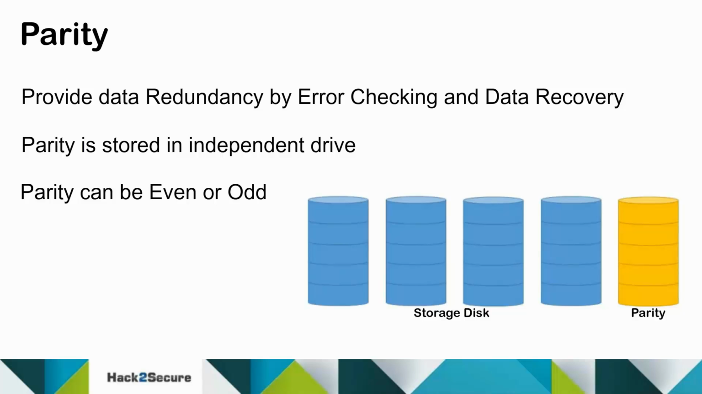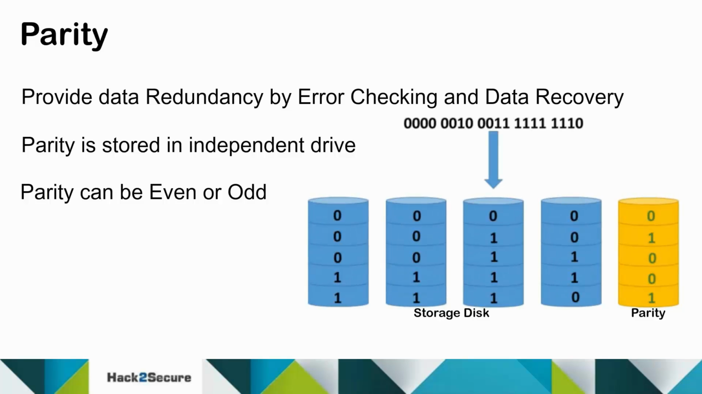Parity can be either even or odd, and it depends on user implementation and usage. Both types provide the same results. In this lecture, we will use even parity in our examples. Even parity is implemented to ensure that there is an even number of ones in a row of data.